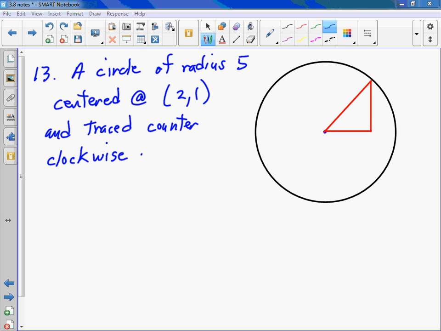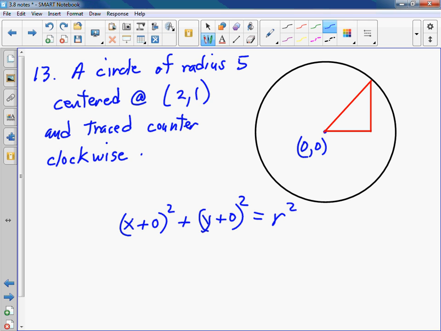Remember that if we have a circle that is centered at 0, 0, its equation for that is simply x plus 0 quantity squared plus y plus 0 quantity squared equals r squared, with r here and x here and y here. And this gives you coordinates, and obviously you recognize this. Sure, it's the Pythagorean theorem. And it would give you coordinates for any point along this circle following that path.